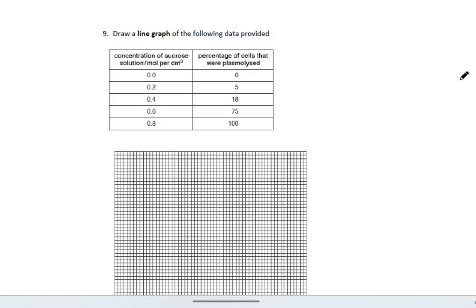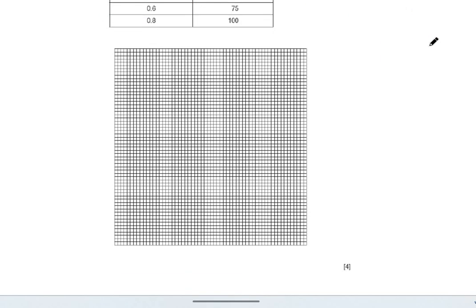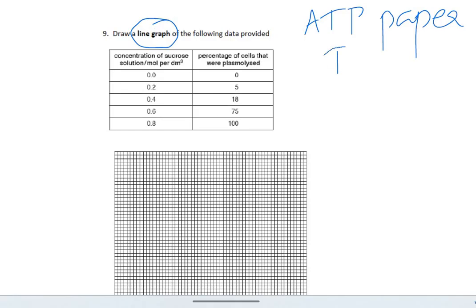Hope you are good. Today we are going to discuss how we have to draw a line graph. This question is very common in the ATP paper, and generally it comprises 4 marks. I have selected this question from a past paper, and today we will discuss how we draw a line graph to ensure 4 out of 4 marks in our ATP paper.